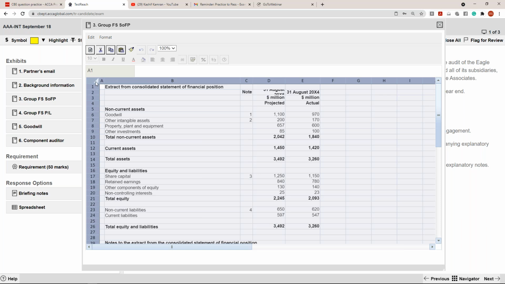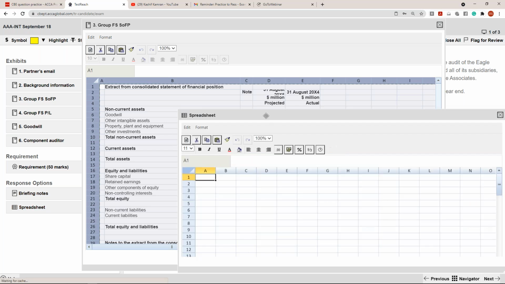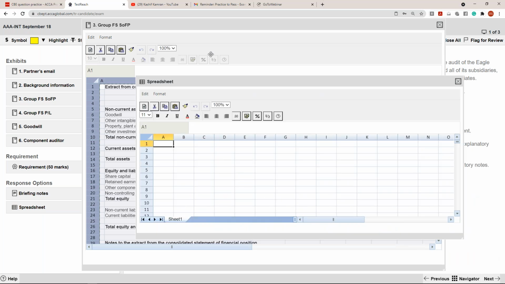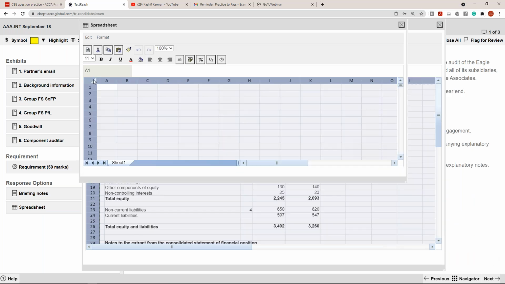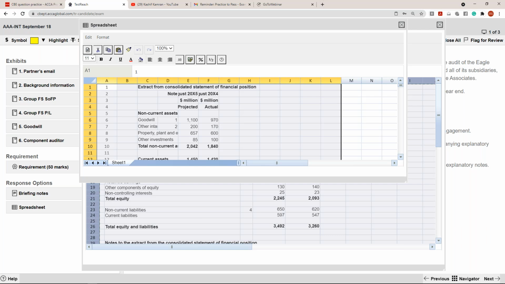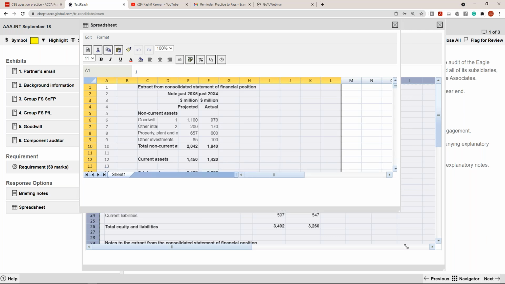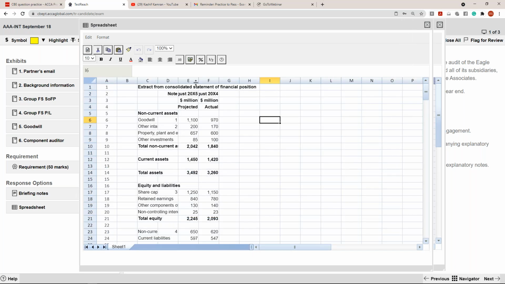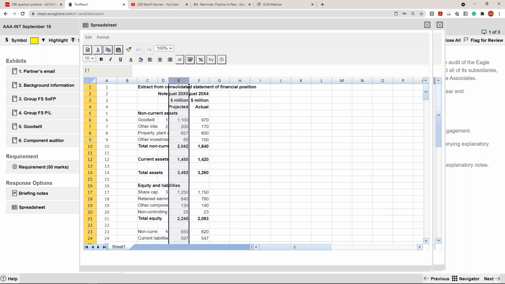I say Control C, and I go to the spreadsheet response option. Can you see the response option spreadsheet? I go to the spreadsheet response option, and on the top left corner I press the cursor again and I say Control V. Can you see the SOFP has come into the spreadsheet, a new spreadsheet now? Can you all see that?